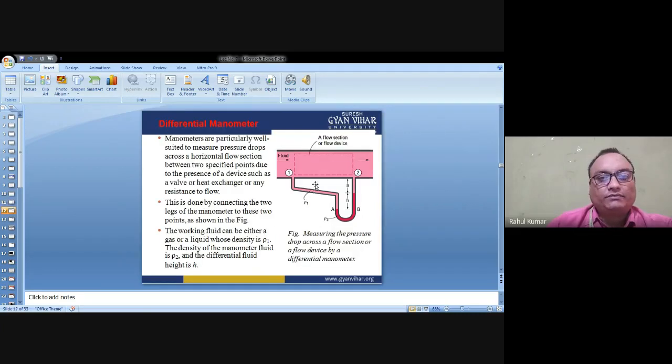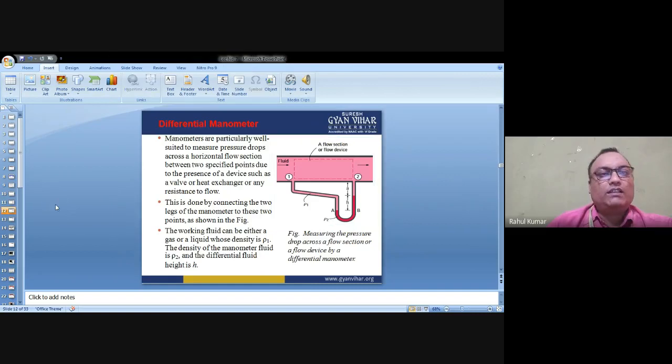And then the next manometer is the differential manometer. Manometers are particularly well suited to measure pressure drops across a horizontal flow section between two specified points, due to the presence of a device such as a valve or heat exchanger, or any resistance to flow.